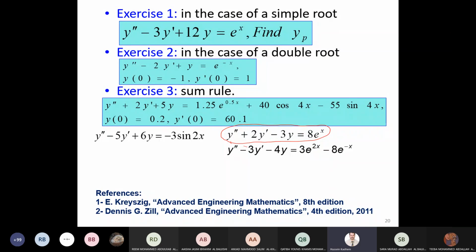Tell me what is the complementary first. Okay, I will give you a couple of minutes and then tell me what is the solution for the complementary. Yeah, you can start.